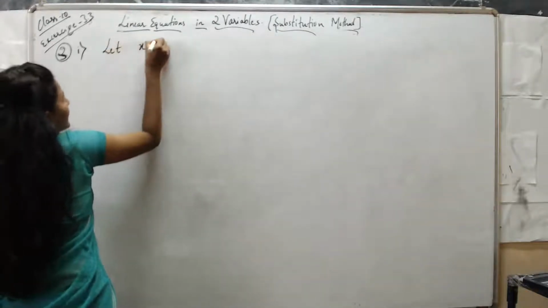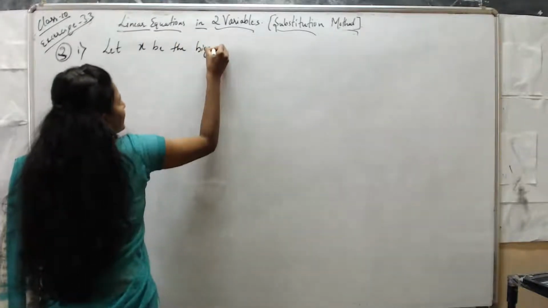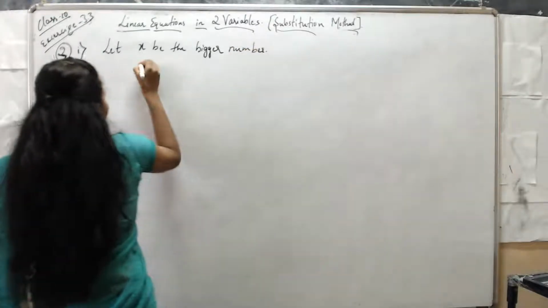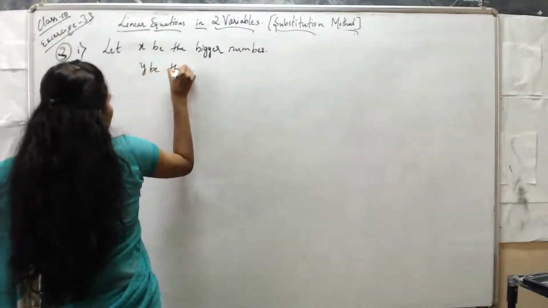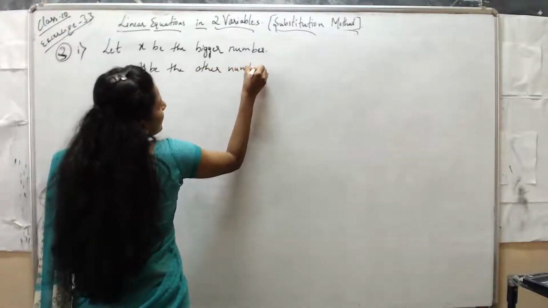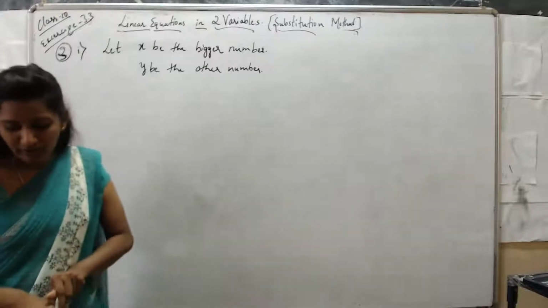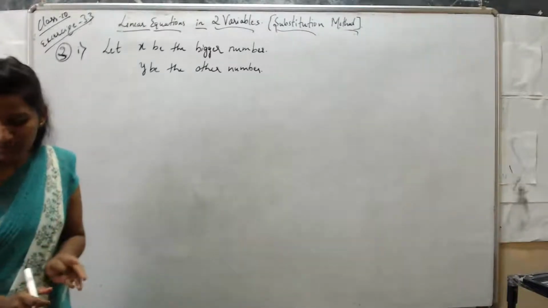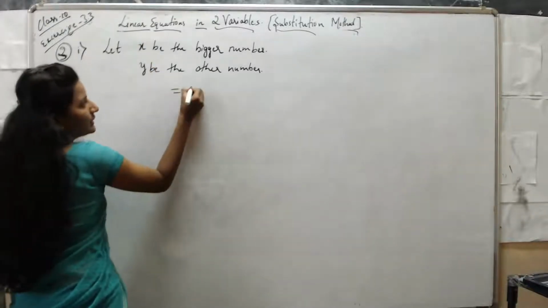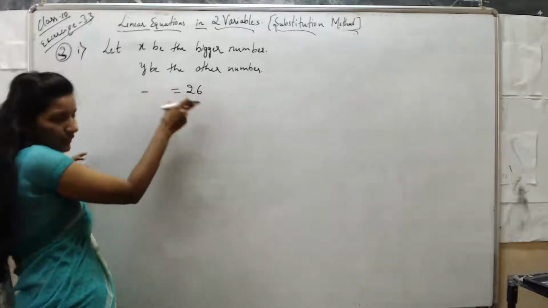Let x be the bigger number or larger number, and y be the other number. They have given some other number, that is y be the other number. Now given that the difference between two numbers is 26.